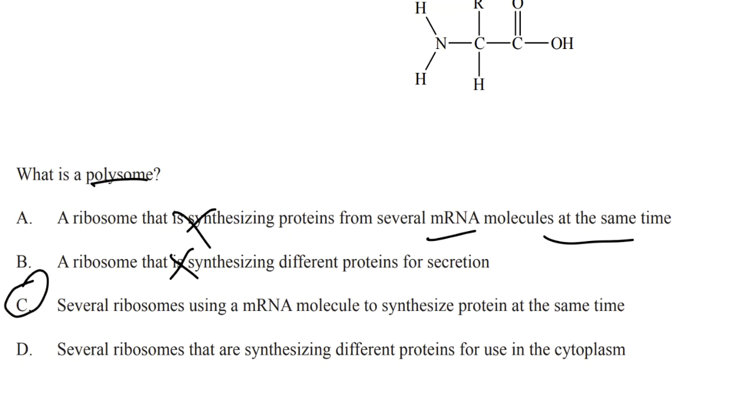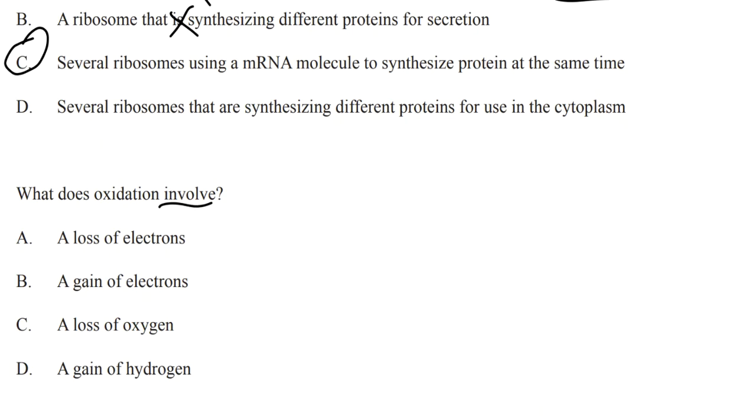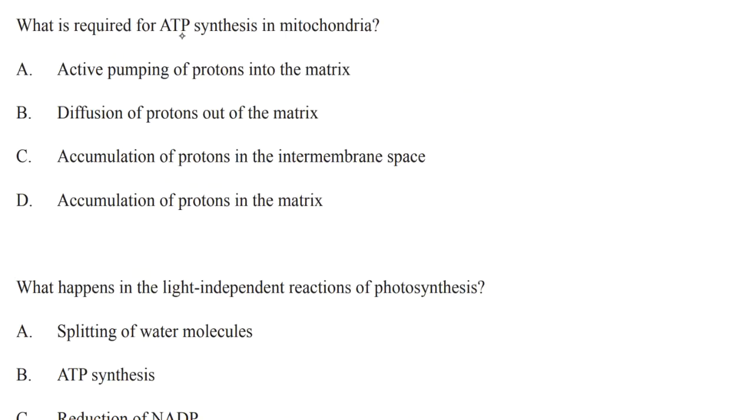What does oxidation involve? This is basic chemistry: loss of electrons. What is required for ATP synthesis in mitochondria? Active pumping of protons into the matrix. It's not into the matrix, it's into the intermembrane space.